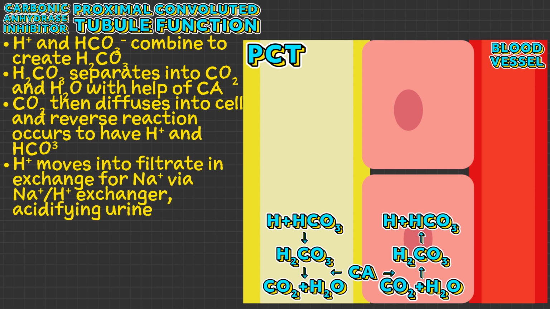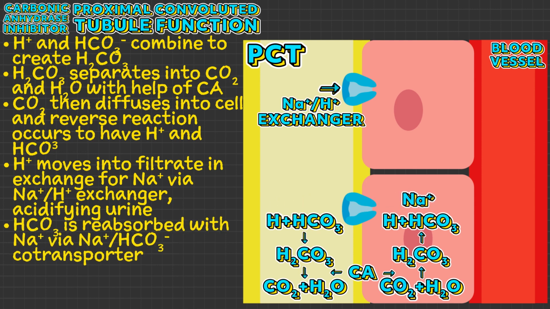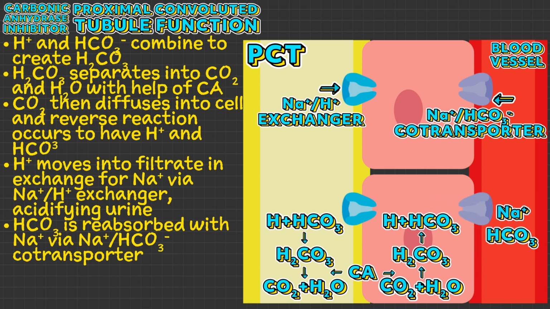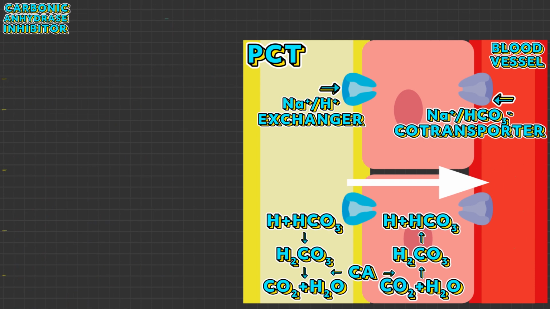Hydrogen then moves back into the filtrate in exchange for sodium via a sodium-hydrogen exchanger, acidifying the urine. Meanwhile, bicarb is reabsorbed with sodium via sodium-bicarb cotransporter. The movement of sodium creates an osmotic gradient, allowing for water reabsorption as well.